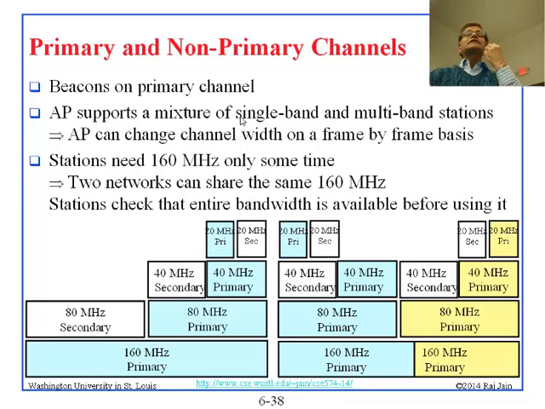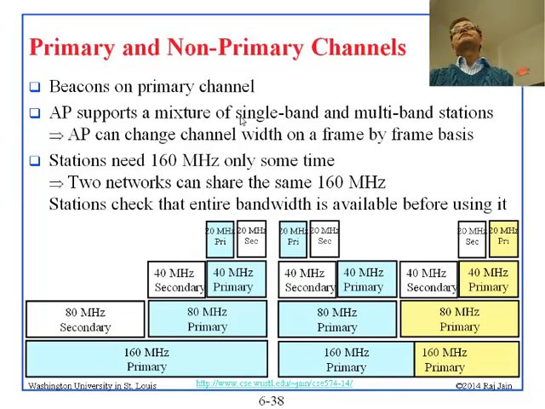So you have to sense the channel right before you use it, whether the whole 160 is available. If you get it, you got it. And the other guy will find it busy. So multiple networks can share the same big channel bandwidth.